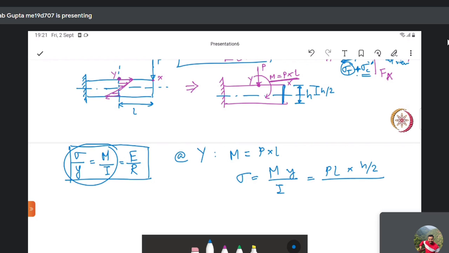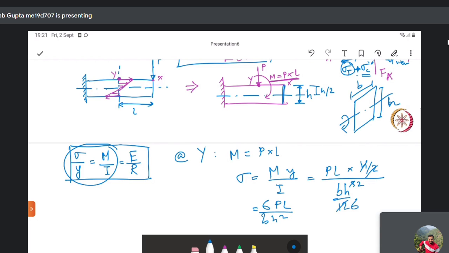In this case, you have a rectangular section. This is the axis. If this is B and this is H, then I is BH cube by 12. This 2 and this will cancel out, and you will be left with H square. So you will get 6PL by BH square, right?